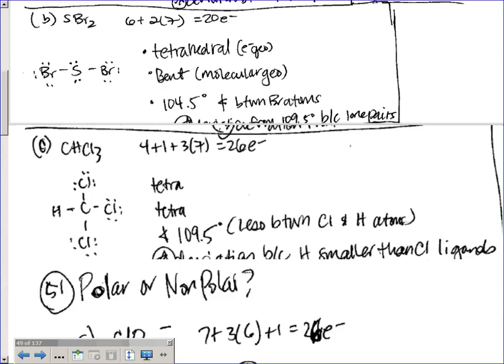104.5 is caused by the distortion effect of the lone pairs. How many lone pairs are there? No, you had the wrong middle atom. How many holes are open there? This sulfur has how many electron domains? Everybody, 4 electron domains. 2 are bonded, 2 are lone pairs. You need to choose one with 4 electron domains.